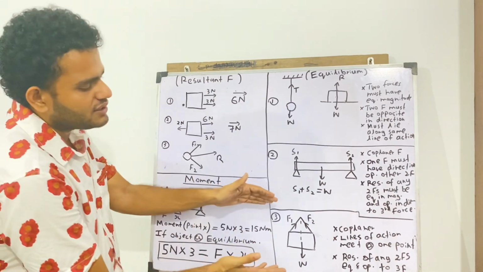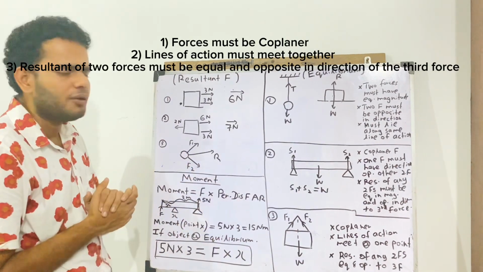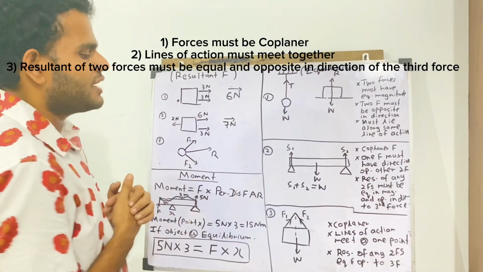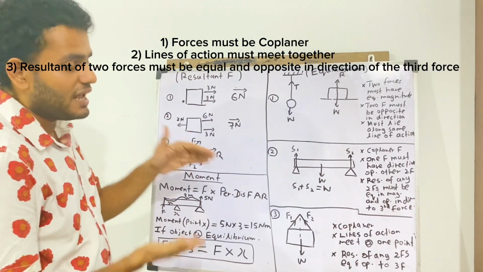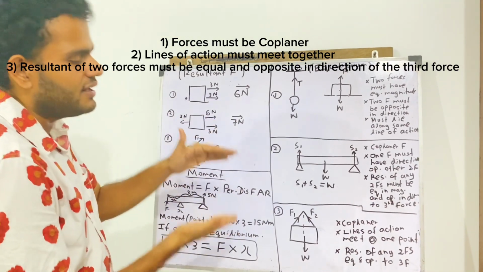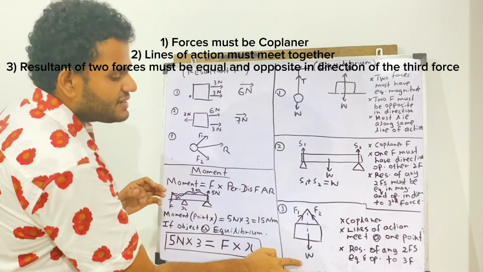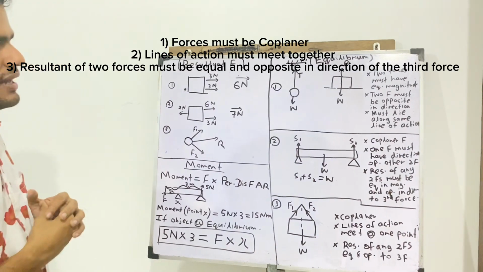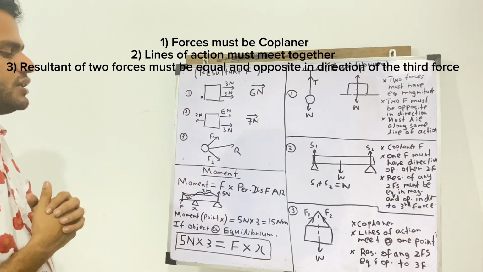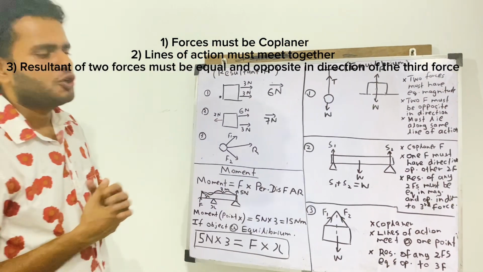And when the three forces are not parallel, the conditions that should be met are that all the three forces must be coplanar. That means all those three forces should be in the same plane, and the lines of action should meet at one point. And the last factor is that the resultant of any two forces must be equal and opposite to the third force.